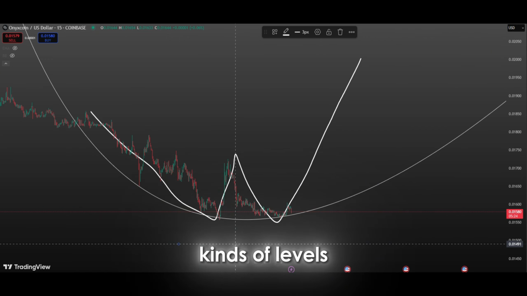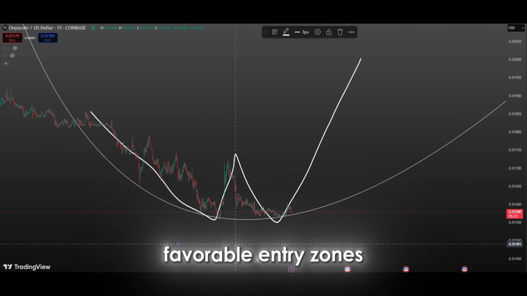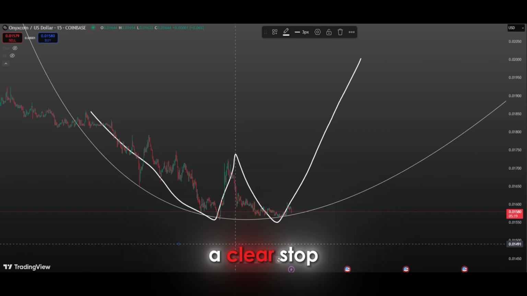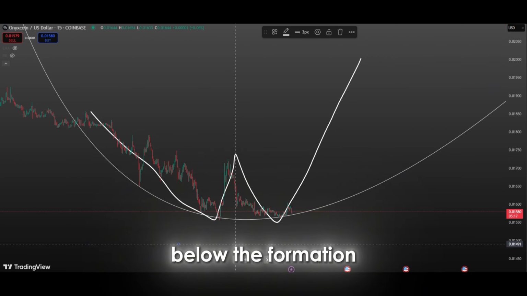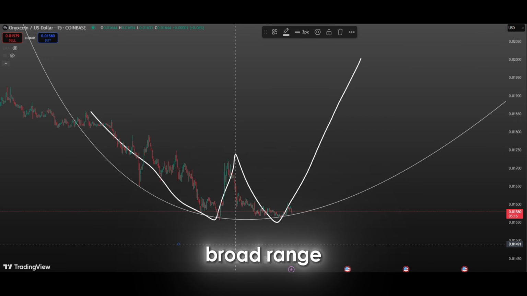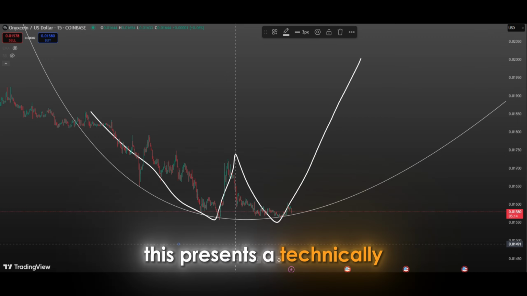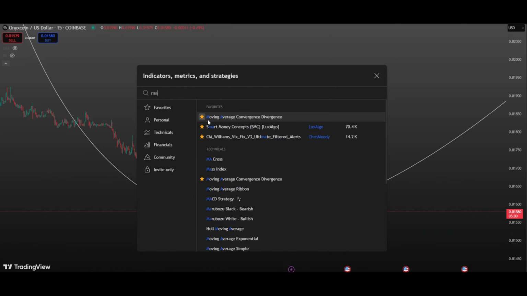investors. These kinds of levels can provide highly favorable entry zones in terms of both technical analysis and risk-reward ratio. A clear stop-loss level can be set just below the formation, while the upside potential covers a broad range. This presents a technically favorable opportunity for investors.